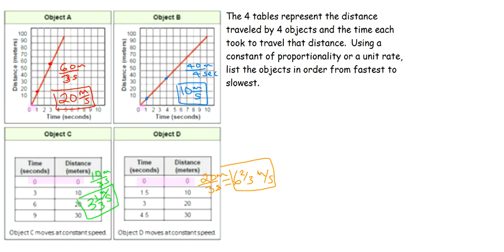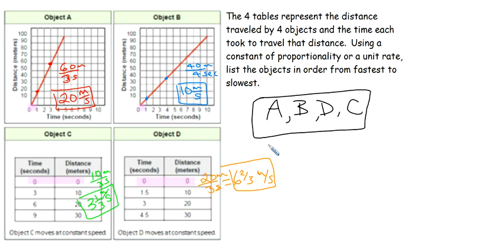So now the easy work is we're just going to list these from fastest to slowest. We're all talking about 1 second here, so object A goes the furthest amount of distance in 1 second, and then the second fastest would be B, and then D is next, and then C is the slowest of the group. Okay, so we have our answer, and we have clearly justified that in all four objects.